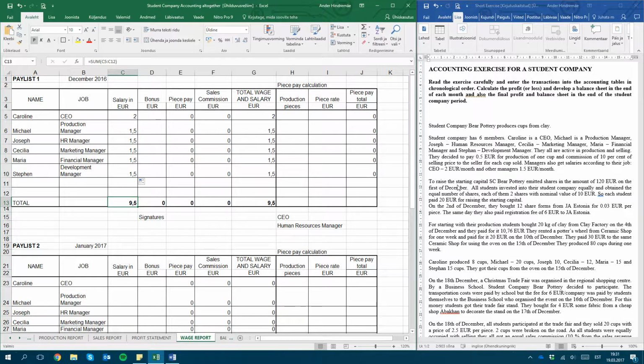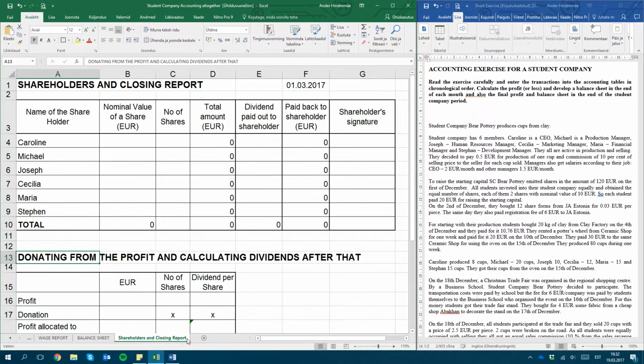In order to raise the starting capital, SC Pierre Pottery issued shares in the amount of €120 on the 1st of December. All students invested into their student company equally and obtained an equal number of shares, each of them 2 shares with a nominal value of €10. So each student paid €20 for raising the starting capital. Well, for that we also have to record, and we need to take out the shareholders and closing report.